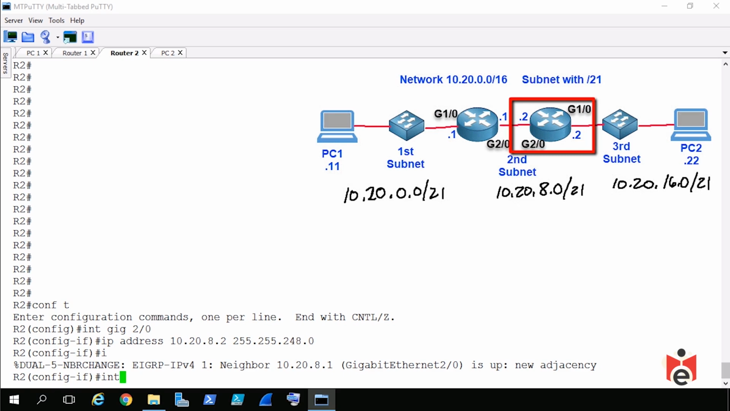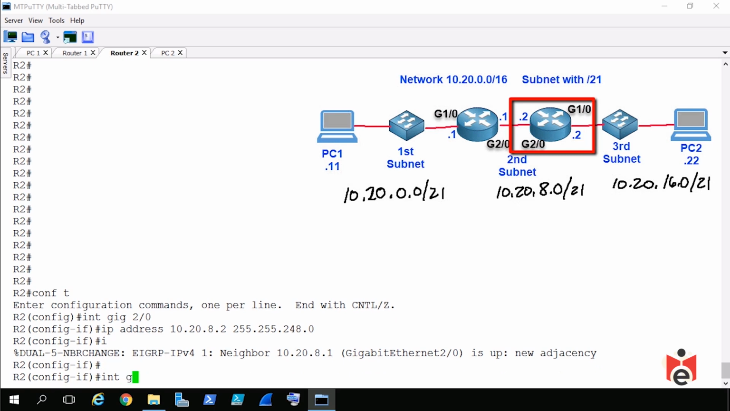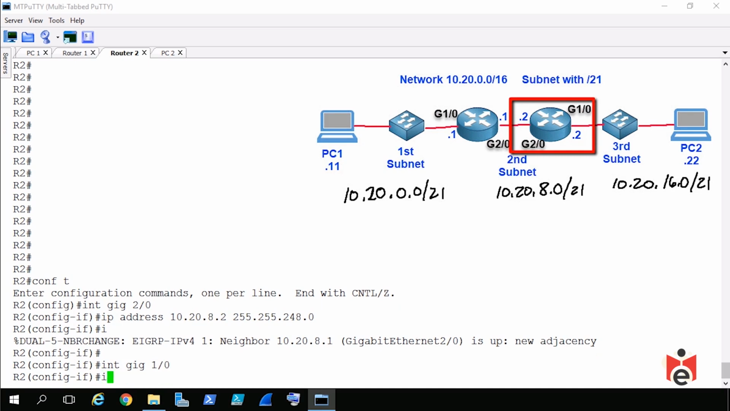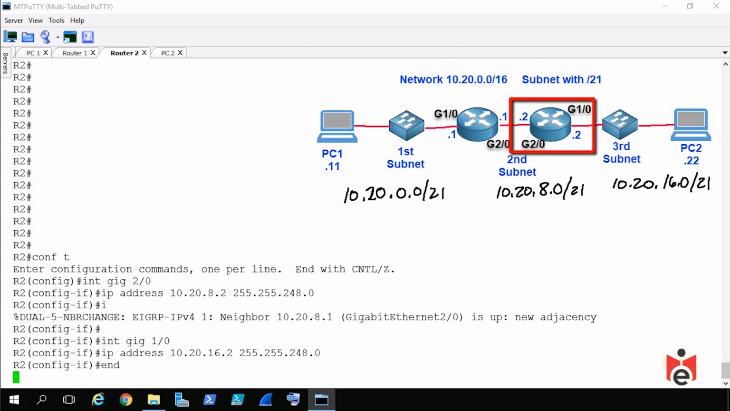So let's follow up with the interface on the right of R2. That's interface gig 1/0. We'll give it the IP address of 10.20.16. This is the 16 subnet, .2. And the 21-bit mask of 255.255.248.0, and then we'll type in end to get completely out of configuration mode.